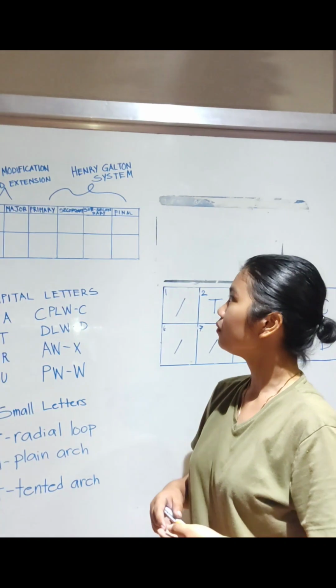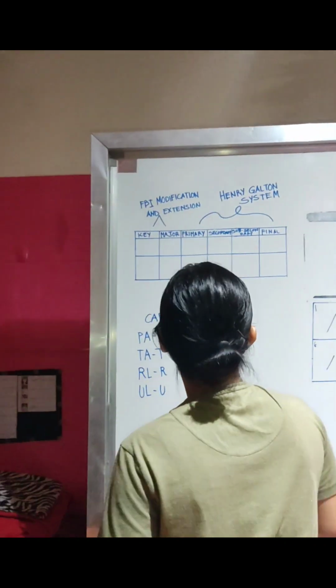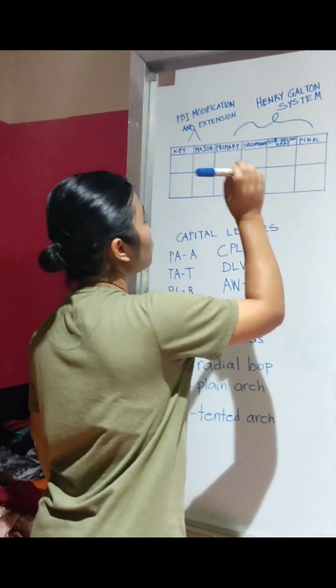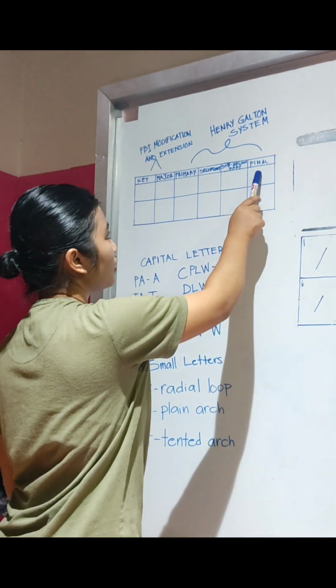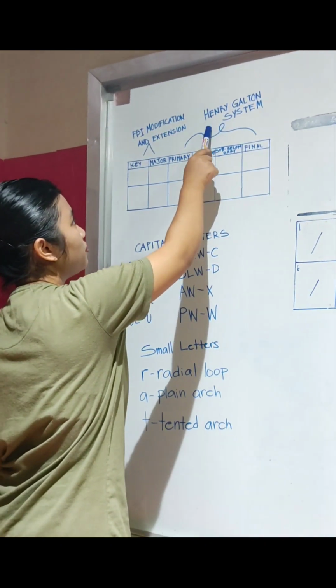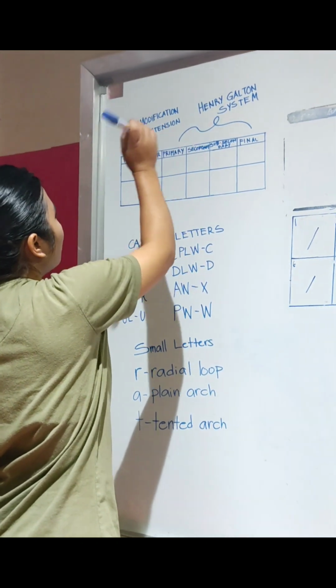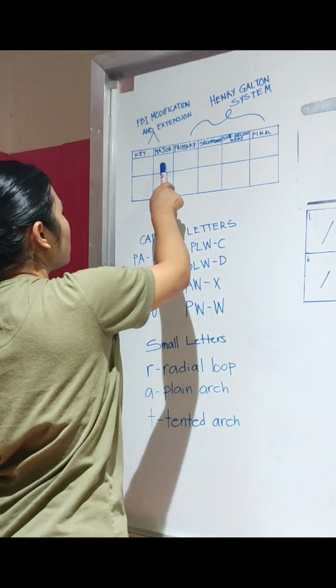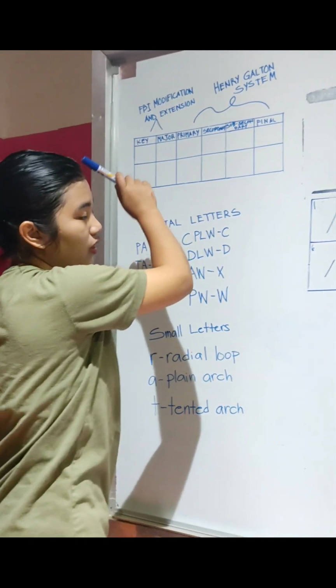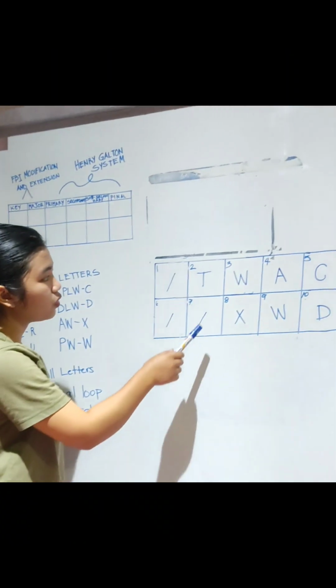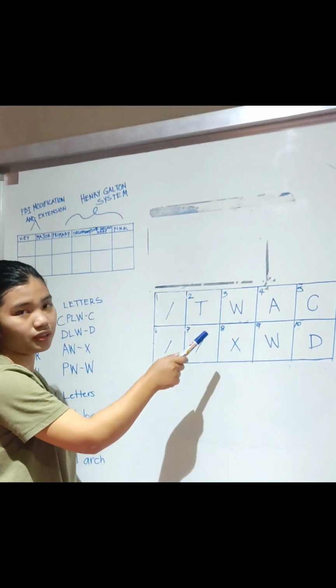We're going to attain the six classification formula, which are the primary, secondary, subsecondary, and the final, which came from the Henry-Galton system, while the key and major classification came from the FBI modification and extension. And all throughout our discussion, we're going to focus on this table.